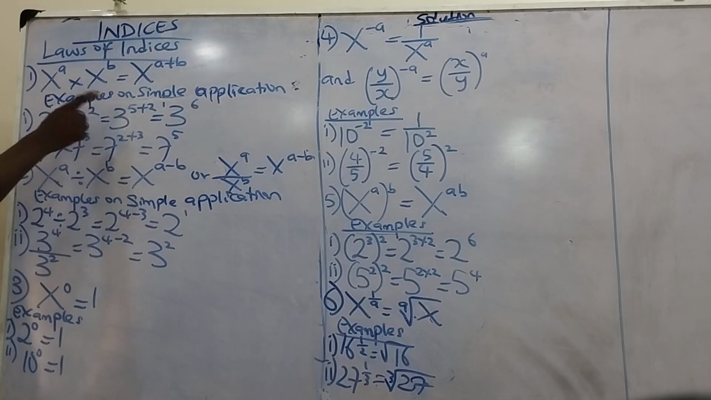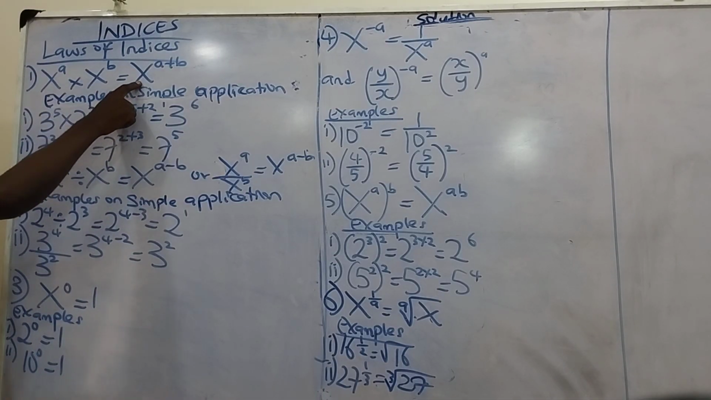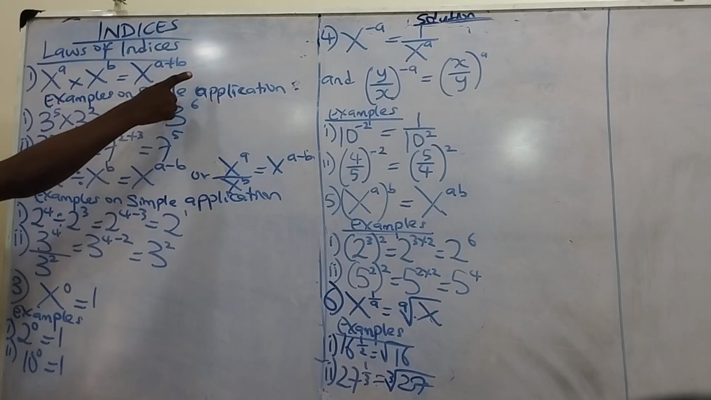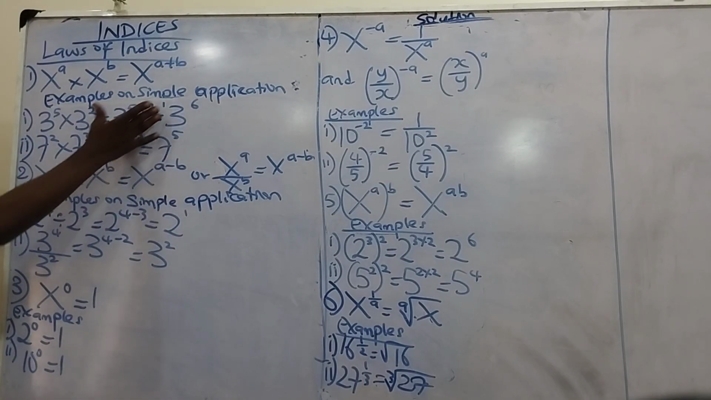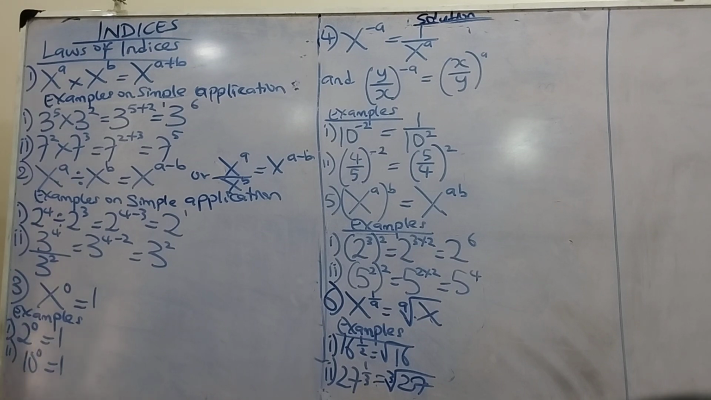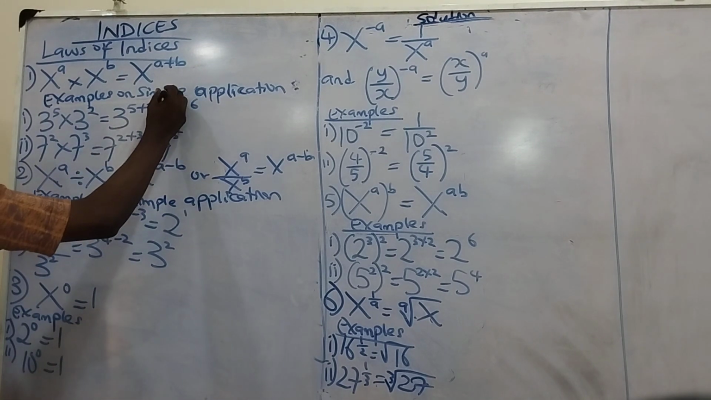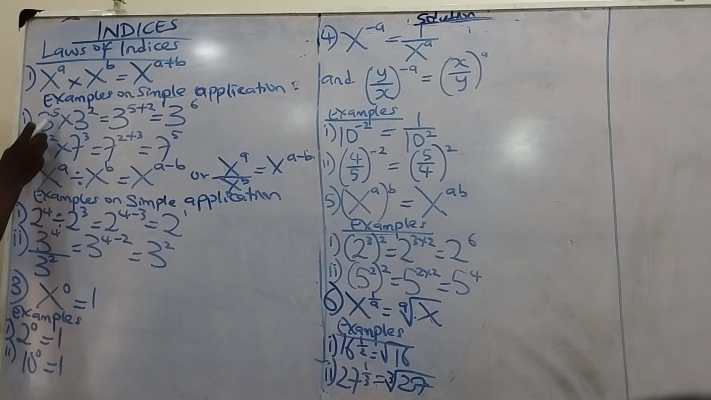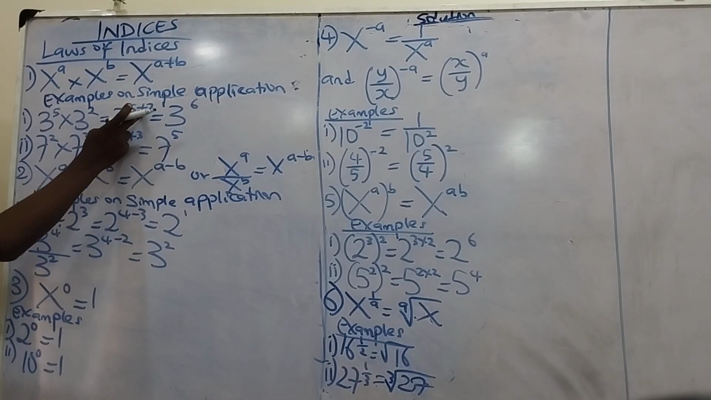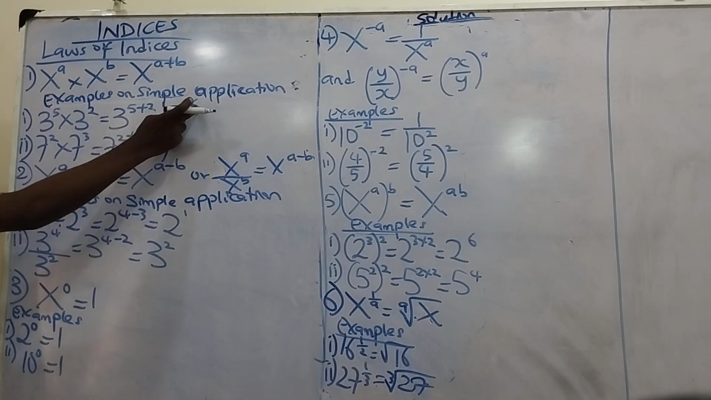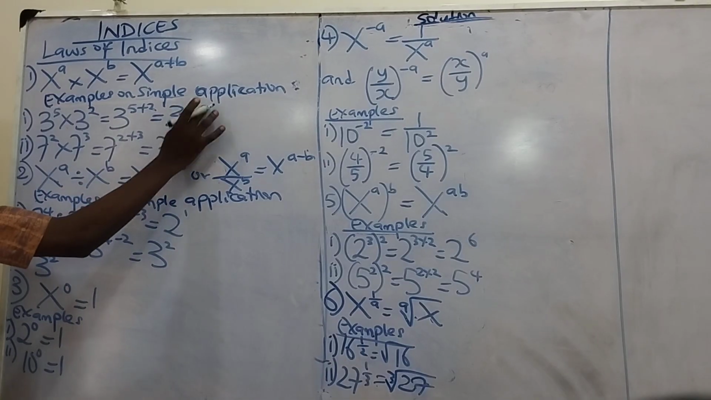Once they have the same base and they are multiplying, pick one of the base and add the powers. You can see that we added a plus b there. So we have examples on simple application of this law. We have 3 raised to the power of 5 times 3 raised to the power of 2. Once they are the same base, pick one of the base, add the powers. 5 plus 2, which is 7.